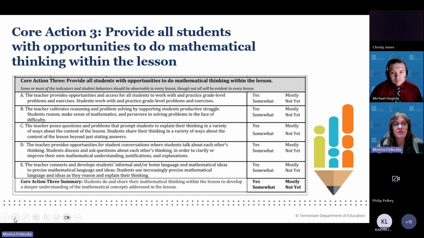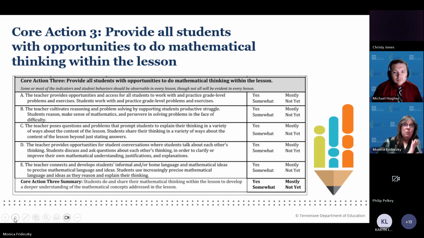And we'll move on to core action 3. Core action 3 is about incorporating the 8 math student practices. These are the things that students who are doing and learning mathematics do. These are the things they do.